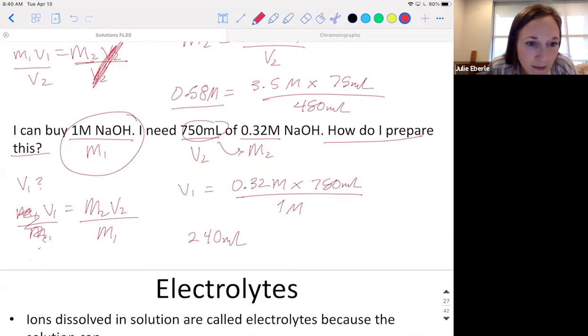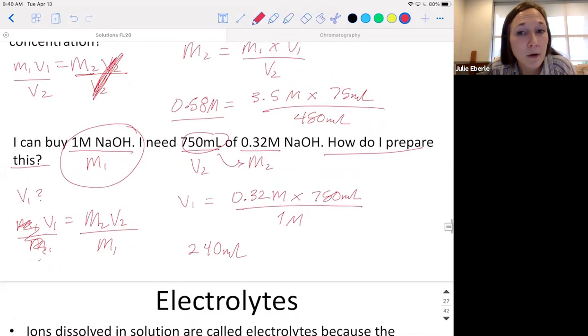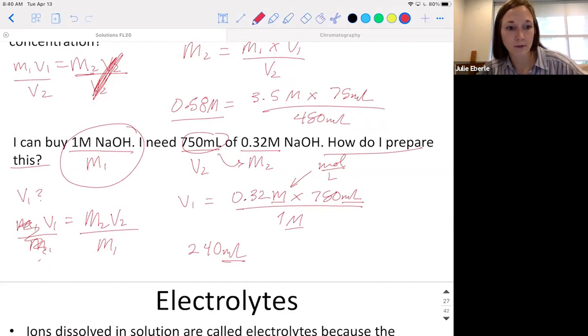Molly says, wouldn't you need to convert milliliters to liters? Molly, not if you're keeping both volumes in milliliters. I know that molarity is moles per liter, but because we have molarity on top and bottom, that cancels out. If you start with milliliters, you end with milliliters. You can check it: do 0.32 times 0.75, and you should get 0.24. You can work it either way as long as the volumes are both in milliliters or both in liters. Does that make sense? You should get the same answer.